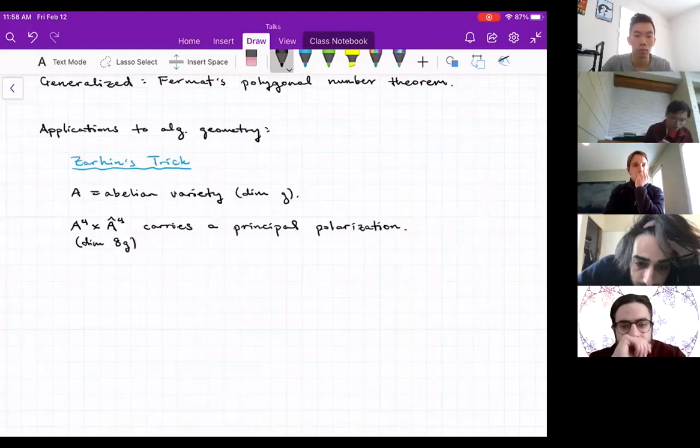And these principal polarizations are very special. It's sort of a miracle that Zarhin's trick even exists. And I think the only proof follows through Lagrange's four squares theorem. So anyways, I'll end here. Thank you.